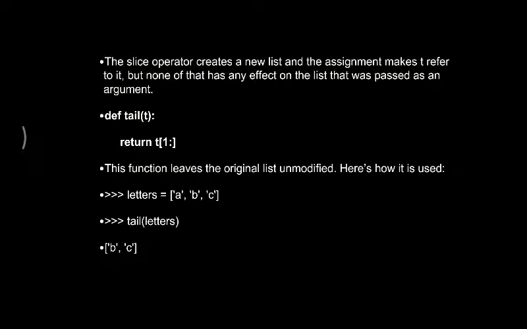Define tail. A very similar function to the one we defined in the previous slide, which removed the first element from the list, and here we remove the last element from the list. Define tail of t, return t[1:]. This function leaves the original list unmodified. Here is how it is used. Letters equal to [A, B, C], tail of letters will display only the remaining letters in the list, that is B, C.